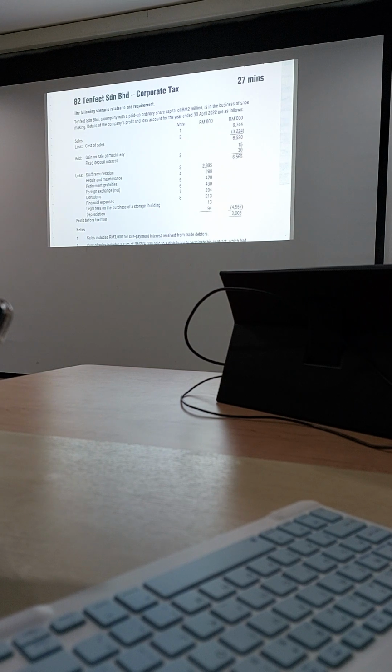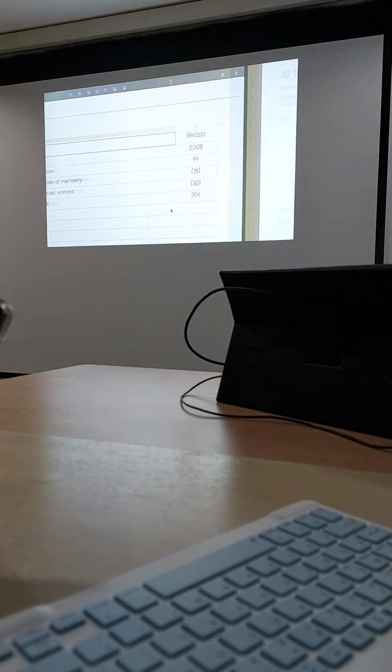Legal fee for storage building. Looks a bit odd. We'll come to that. Legal fee for storage building. Does it look like purchase of a storage building? I think cannot. Why?